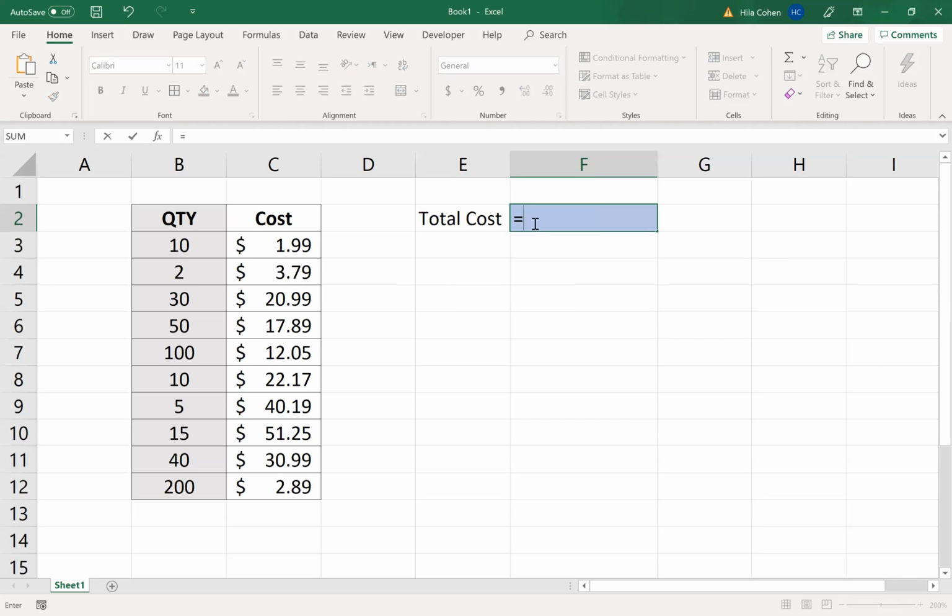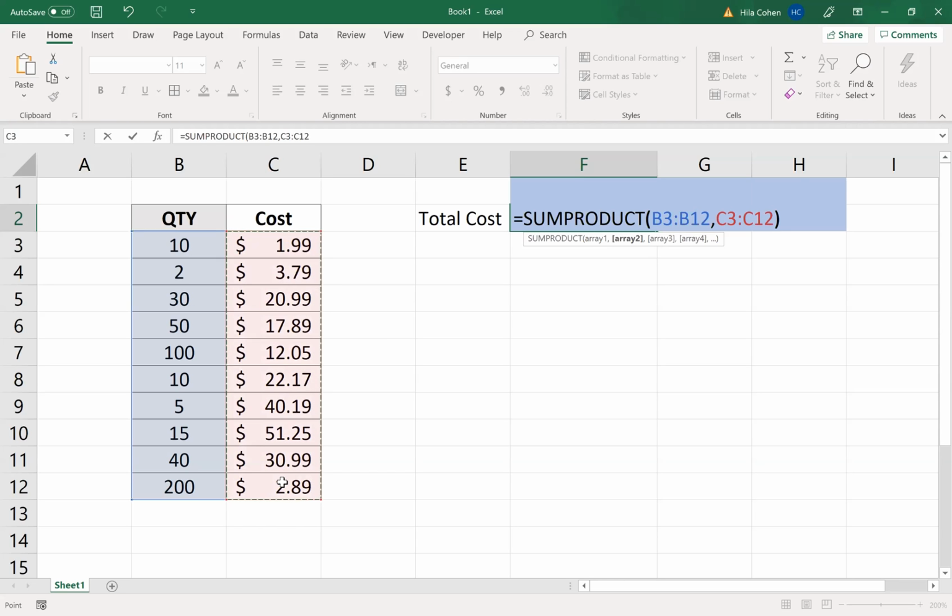Let's click equal and let's write SUMPRODUCT. Here it is. Let's highlight the quantity area from B3 to B12. Let's put a comma and then highlight the cost area C3 to C12. Pay attention, both areas contain the same number of cells. When you click enter, you will get the total cost of this specific example.